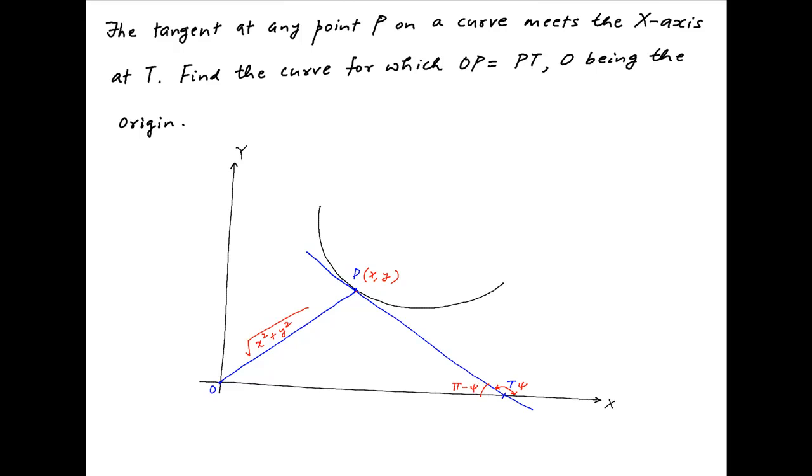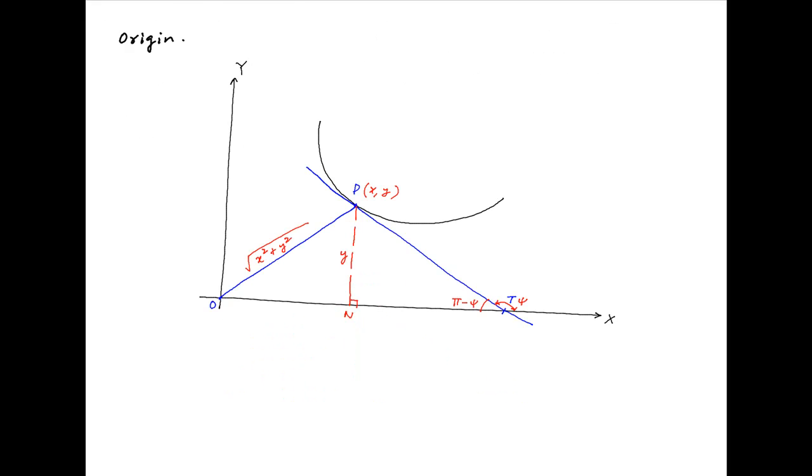Now we drop a perpendicular from the point P onto the x-axis. Let's assume that the foot of the perpendicular is N. Therefore the distance PN is equal to the ordinate of point P, which is y. Now in right angle triangle PNT, sine of pi minus psi is equal to the perpendicular y divided by the hypotenuse PT.